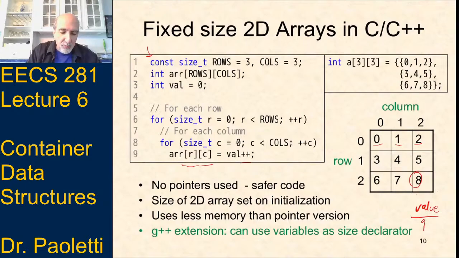Notice this is a post increment. I store the value 8, then I increment the variable val. Whoops, I mistyped that. The variable val gets incremented to 9, but then the loop is over.